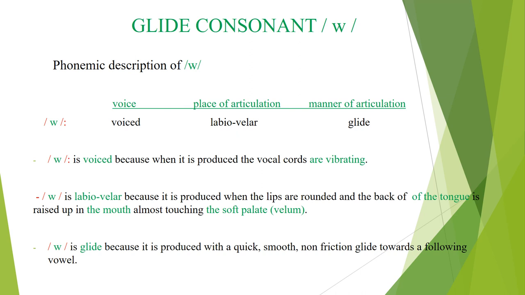So when we pronounce wa, we always start with the vowel u. One, what, u.